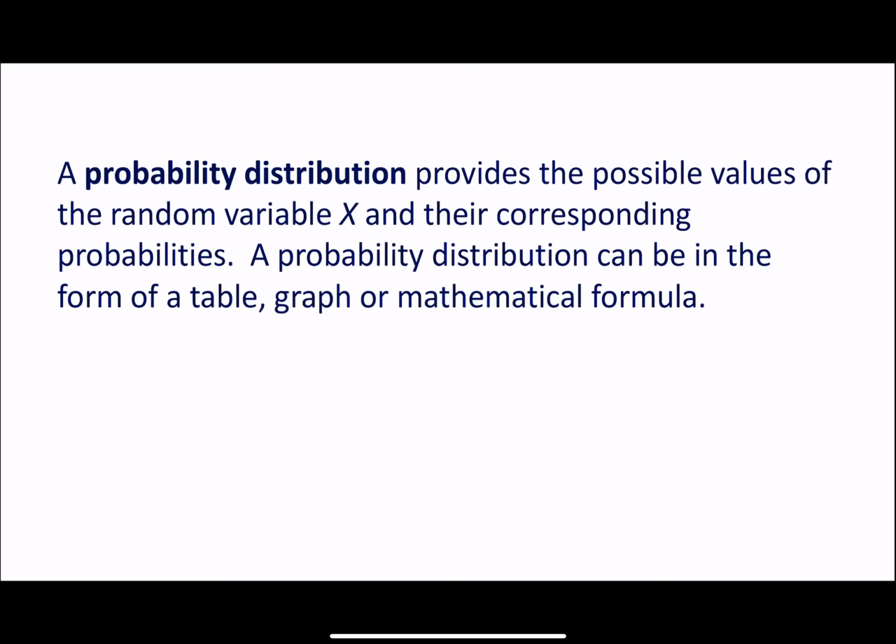Okay, let's move on. A probability distribution provides the possible values of the random variable x and the corresponding probabilities. A probability distribution can be in the form of a table or a graph or a mathematical formula. So tables are what we're going to look at the most here in the beginning. A probability distribution looks really similar to a relative frequency table. They look really similar, and the probabilities are calculated the same way.